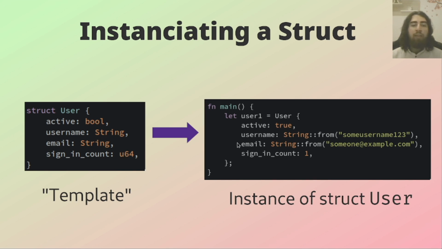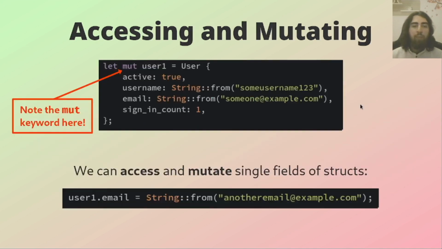And then we can instantiate this struct. We do that by calling the name of the struct, user in this case, and providing for each field a concrete value. And of course, the types have to match the template. Then we are assigning this instance we have created to a variable. So this variable will then hold an instance of the user struct. And we can access and even mutate the fields of an instance.